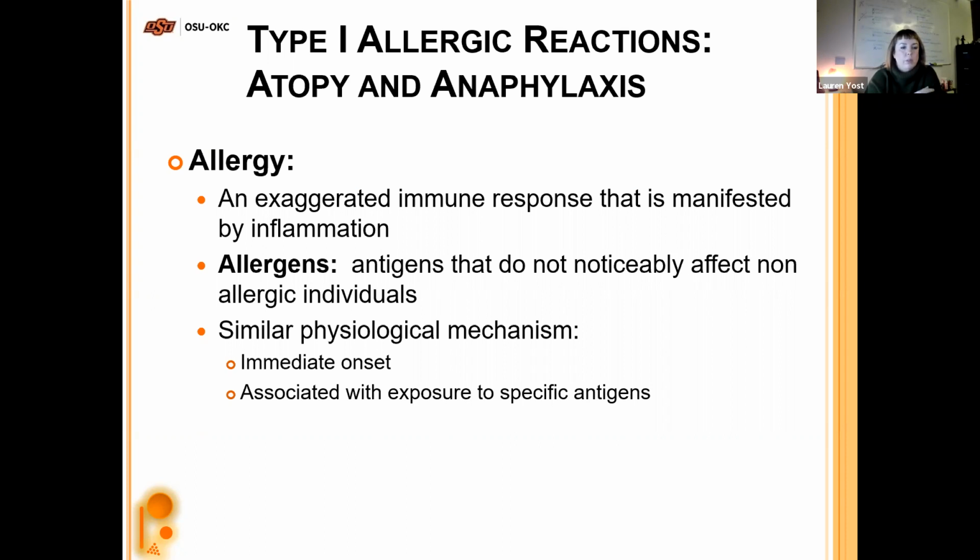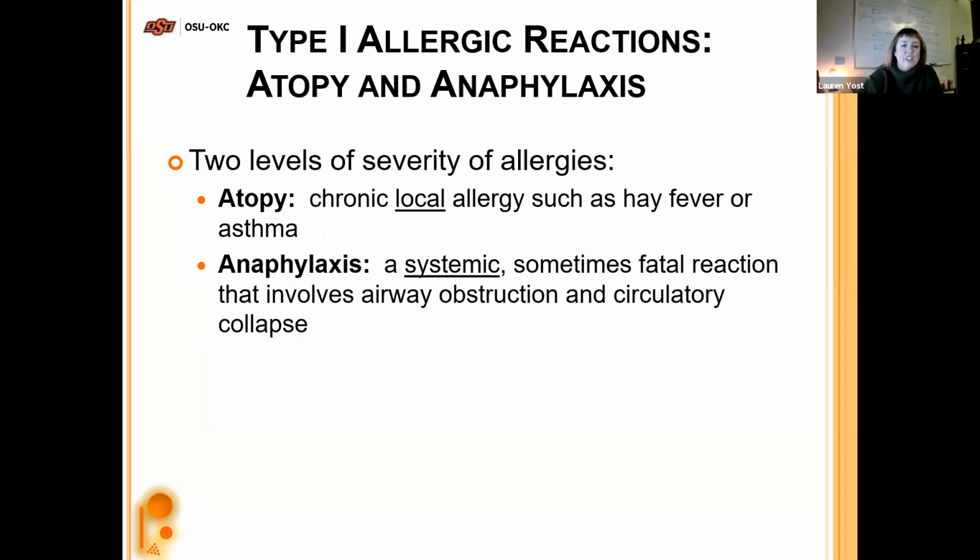Right. Similar physiological, I don't know what, similar to what? Allergy, okay, whatever. And it has immediate onset. Similar, what? I guess if we're talking about atopy versus anaphylaxis, I guess they do. Okay, I guess that's what it's saying. Atopy versus anaphylaxis, which we haven't introduced those terms yet, and we're about to, but they have similar immediate onset, and they're associated with exposure to a specific antigen. I guess that's what I'm trying to say, but I don't always know what I wrote last semester.